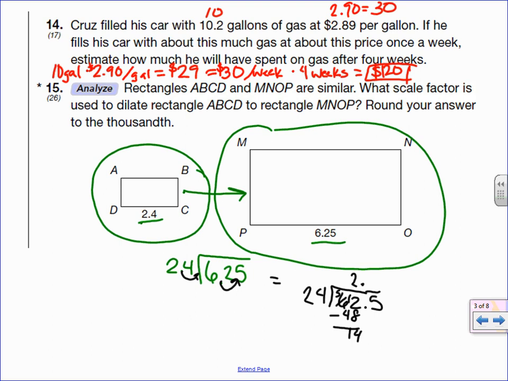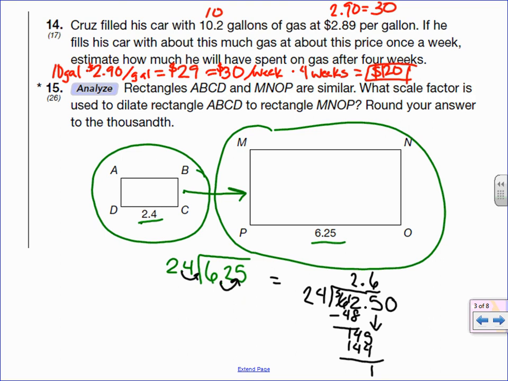62 minus 48 is 14. Bring the 5 down. So now I have 145. 24 goes into 145 6 times, I believe, because 72 and 72 would be 144. 6 times 24 would be 144. So then we have 1.